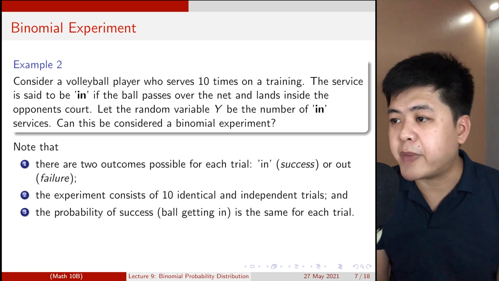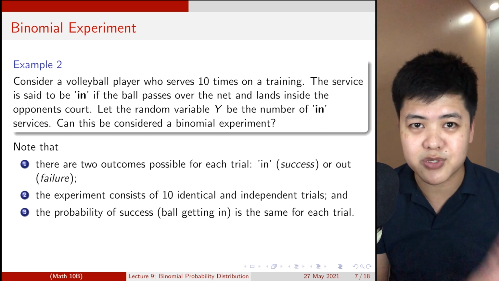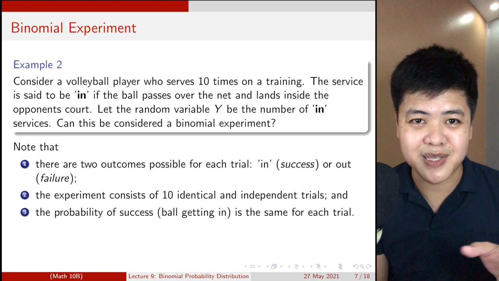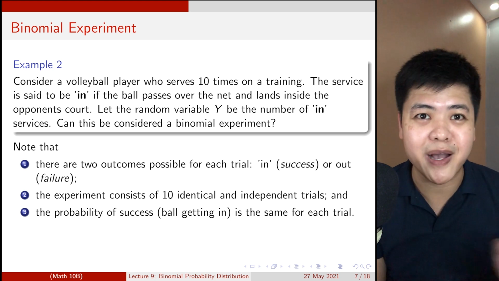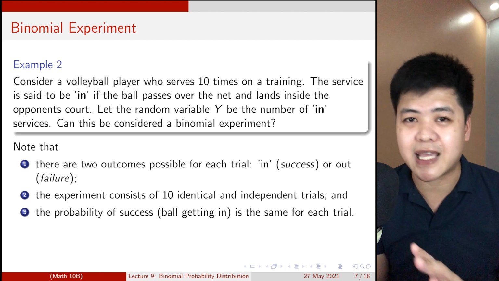The second one, the experiment consists of 10 identical independent trials provided na hindi napapagod yung nagsiserve. Okay? Kasi, baka sabihin ng iba sa inyo, nag-service na ng mga 5 service, no? Yung pang-anim na naapektuhan na naapekto kasi napagod ka na. But in this case, provided na hindi napapagod.